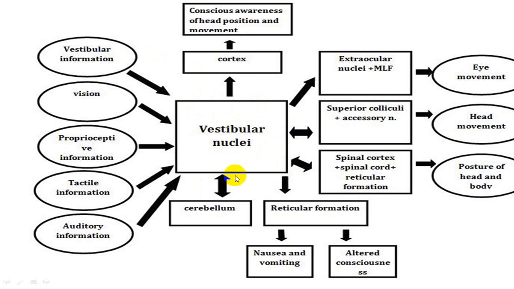Here is a little explanation for that. There is a vestibular nucleus which gets an input from the vestibular apparatus. Also there is a connection from the occipital lobe. There is also a connection of proprioceptive information, tactile information, auditory information to the vestibular nucleus, and this nucleus is connected to the cerebellum, reticular formation, spinal cord, superior colliculus, extraocular nuclei, and medial longitudinal fascicle. Also it is connected to the cortex, and the cortex receives the conscious awareness of head position and movements. All together this will give eye movement, head movement, and posture of head and body.